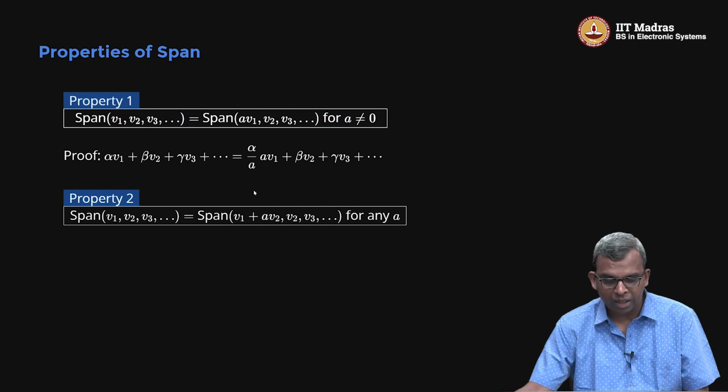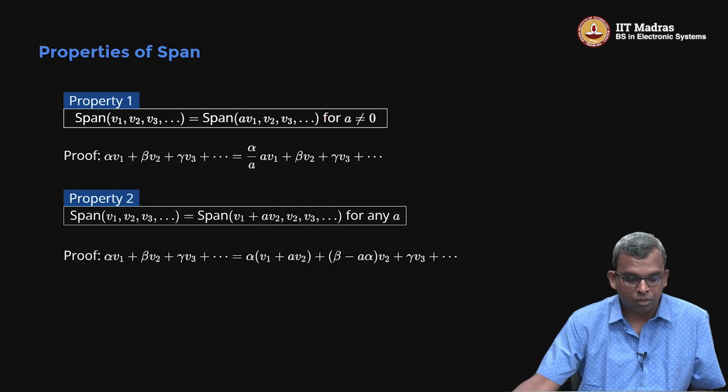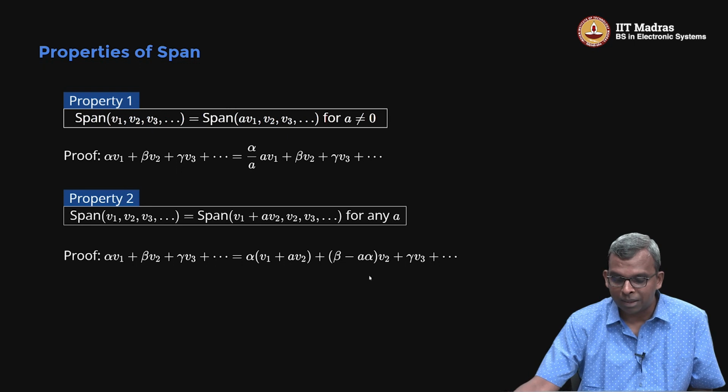Again, the proof is very easy. You can just observe that this linear combination is also a linear combination of v1 plus a v2, v2, v3, etc. You just have to do this addition and subtraction and then you will quickly see this. So instead of v1 plus a v2, I put alpha, and then I have this alpha a v2 additional, I subtract it, and I get the same thing. So this and this are exactly the same. You see that this thing cancels and you get the same thing.